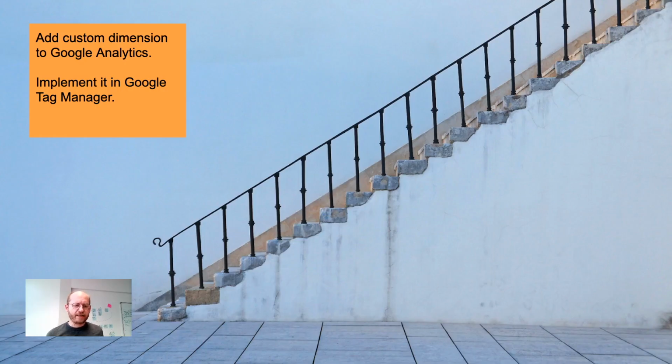But what are the exact steps you need to take in order to implement this kind of tracking? First, you need to add custom dimensions to your Google Analytics property. Next, you need to implement Google Tag Manager variables for extracting the data from HTML. And then you need to use it in the Google Analytics settings variable in Google Tag Manager. Then, of course, you need to test and publish the container. Next, you have to wait for up to 24 hours in order to have the data finally available in GA.